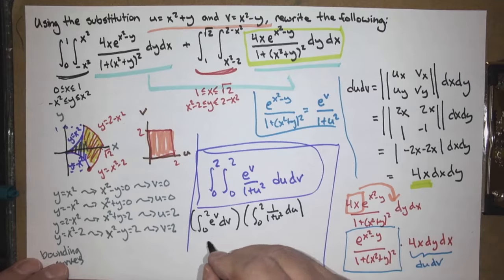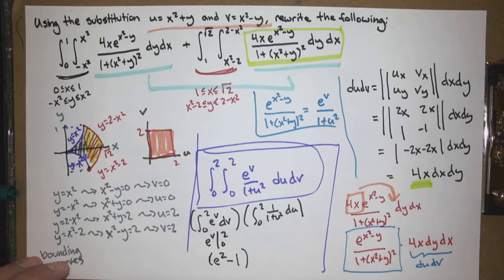Integral of e to the v is e to the v. Evaluate from 0 to 2. When you plug in 2, you get e squared. When you plug in 0, you get 1. Yeah, be careful. A lot of people forget to do that when you have an e around.